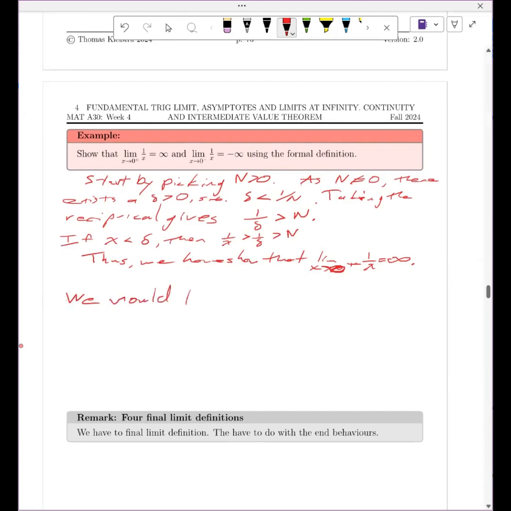We would like to show that for all n less than 0, there exists a delta greater than 0 such that 0 is less than 0 minus x, which is less than delta, implies that 1 over x is less than n, which is less than 0. So that's our goal.